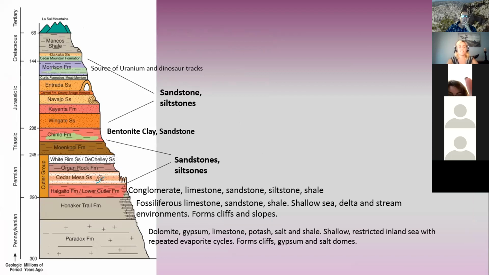So here's this figure again, the stratigraphy here. The rocks in Canyonlands range from Pennsylvanian to Cretaceous in age. We have our limestones and our conglomerates and dolomites down near the bottom, being the oldest. And on top of that, we find the sandstones and siltstones.